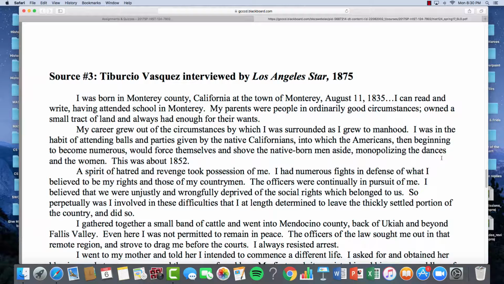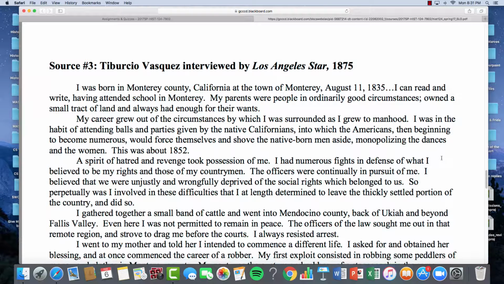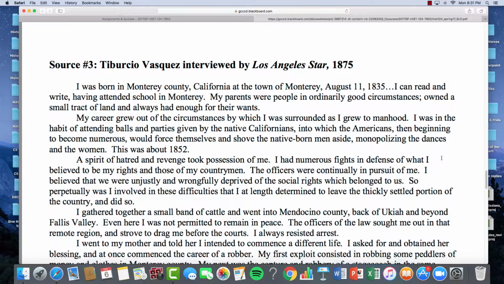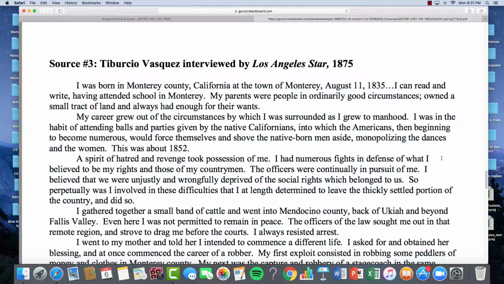So depending on your perspective, that is, if you were Mexican in late 19th century California, maybe you were sympathetic to Tiburcio, or if you were Anglo-American and you read this, maybe you had a bit of a different perspective. But definitely take note of Tiburcio's tone and his attitude as he gives this interview, and think about what caused Tiburcio to do the things he did in the 1850s. So that's the third source. An interview with the legendary Mexican bandido.